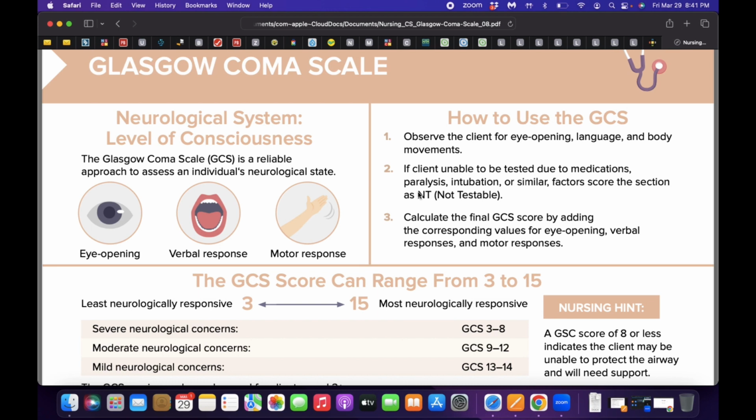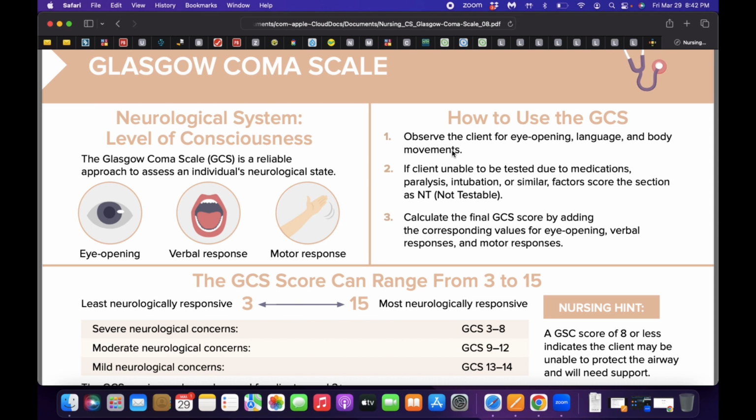As you can see, guys, the Glasgow Coma Scale is a very important tool to measure an individual's neurological state. The categories that you need to know are your eye opening, verbal response, and motor response.